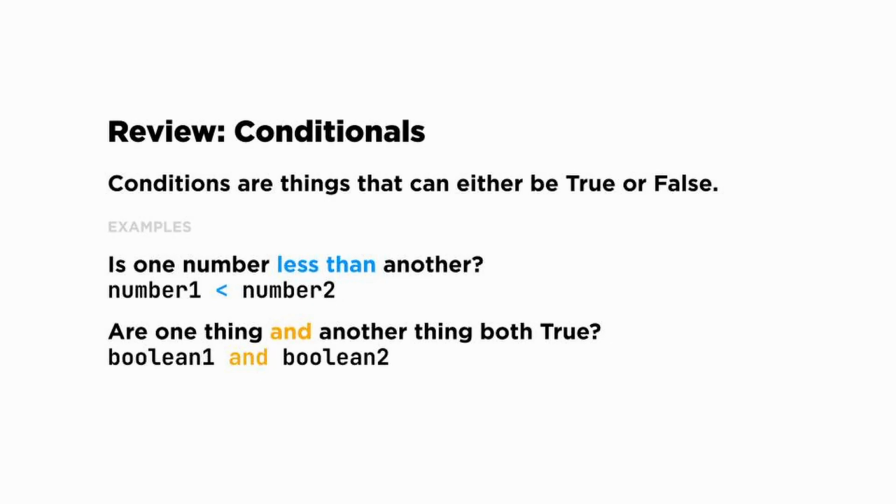As a quick refresher, a condition is something that can either be true or false. Conditions use comparison operators like greater than, less than, or equal to, and logical operators like and, or, and not. For example, if you write number1 is less than number2, you're checking if that statement is true. If you write boolean1 and boolean2, you're checking if both are true.